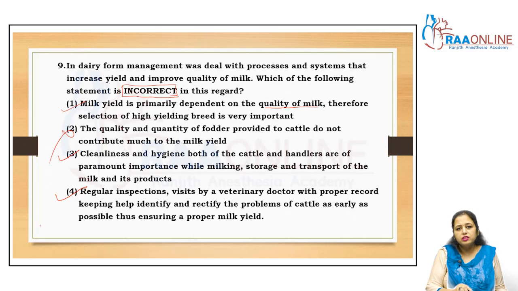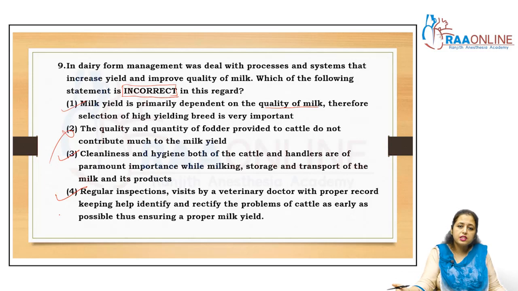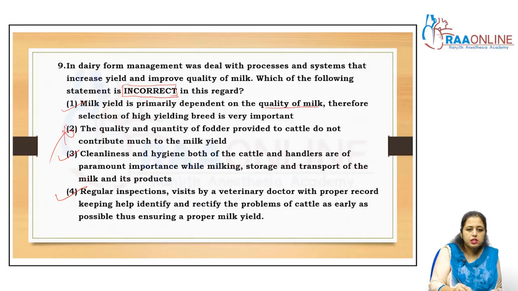If we want disease free animal products, then we have to maintain the quality and quantity of the food and the water. The food and the water should be free from microorganisms. Regular checkup by the veterinary doctor is a must to maintain hygienic conditions, and the animals need a hygienic place to live. All these things matter, as they can affect the products of the animals which we use. So the answer is 2, because they asked for the incorrect statement. Clear? Now come to the next.